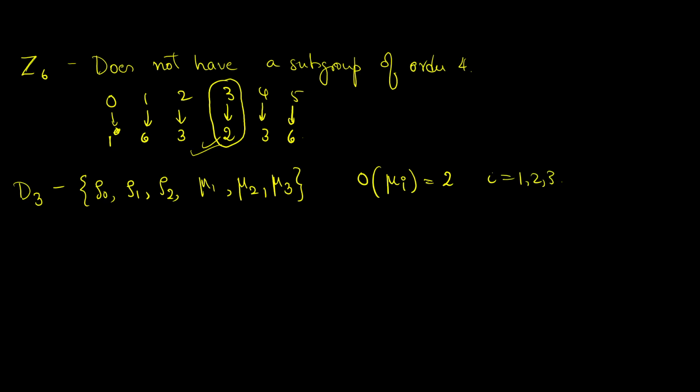But then D3 also does not have a subgroup of order 4. We will prove that later. This also does not have a subgroup of order 4. So what went wrong here? Here the existence is fine. So what should go wrong here? It is the commutativity. So let's verify this.